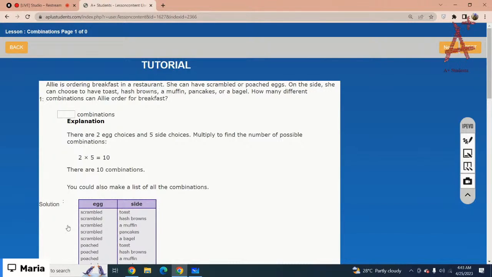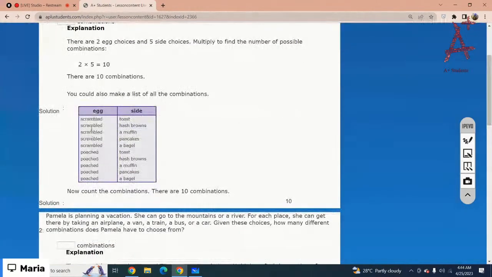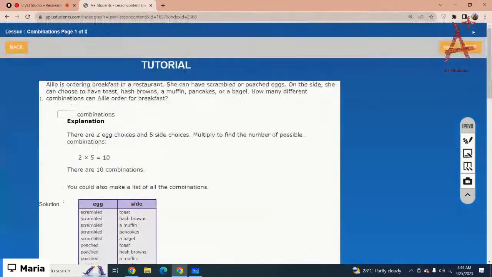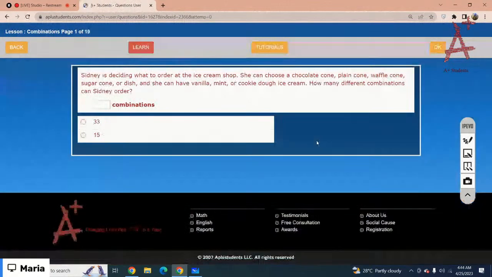Basically, you need to calculate the total combinations. Got it? You can see here is the combination. You can select the egg, and you can select it with toast: scrambled egg with hash brown, scrambled egg with muffin, scrambled egg with toast. So you have to do two times five. That means the total combinations you have is 10. Got it? Let's start with the test questions. You just have to multiply all the choices.